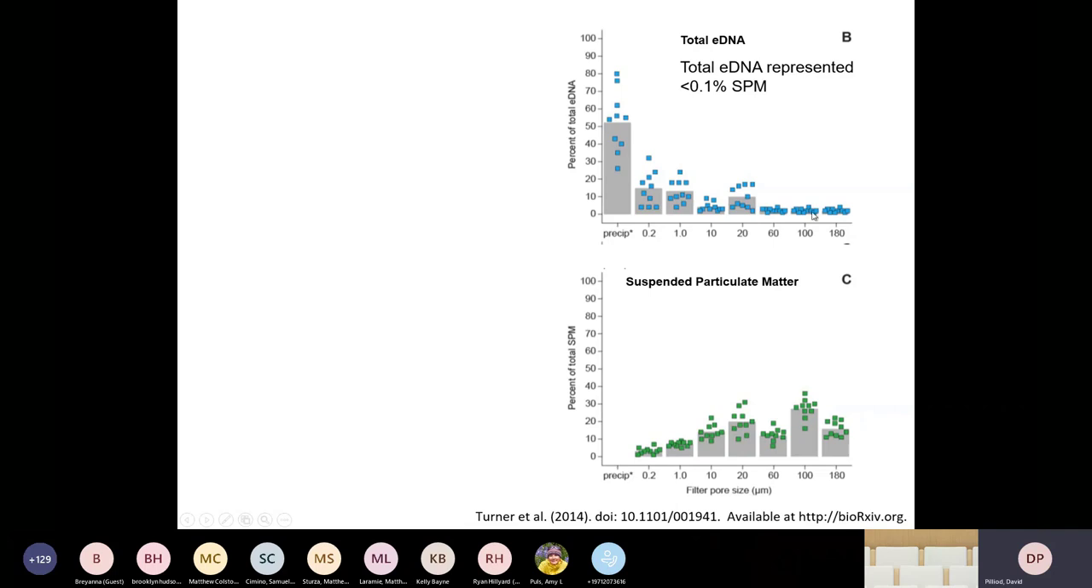all eDNA going through, passed through these larger pore sizes, so pretty ineffective at catching DNA. And then once you get down to about 20 micron, you start picking up good amounts, and a lot of the DNA passed through all of those filters and ended up in the discharge water. And you can see that in the bar here. If you compare the total eDNA represented, it only represented less than 0.1% of the suspended particulate matter. So we're talking very, very small quantities of DNA, even when we're at total DNA.